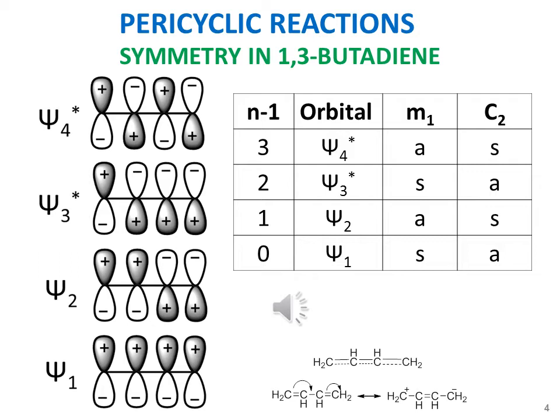Since each carbon has 1 p orbital that can overlap with the other p orbitals, according to molecular orbital theory, when 4 atomic orbitals overlap, 4 molecular orbitals will be formed. Out of these 4 molecular orbitals, 2 will be bonding molecular orbitals and 2 will be anti-bonding molecular orbitals.